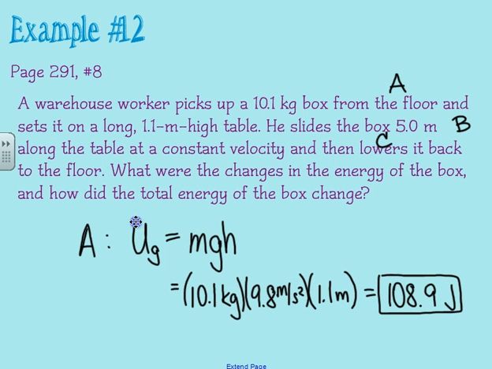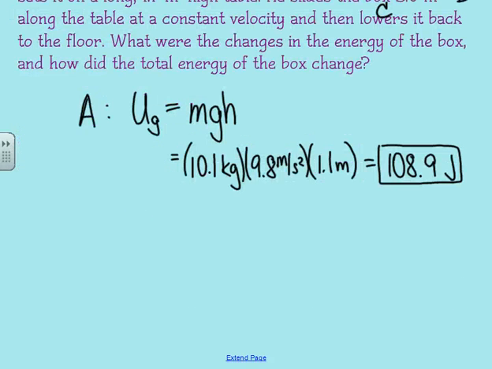Then this box is slid across the table at a constant velocity. If it's slid across the table at a constant velocity, its kinetic energy is not changing, and its height is not changing. Therefore, as it moves across the table, it has no change in energy.